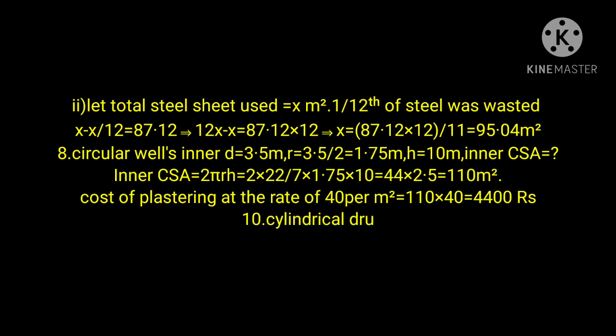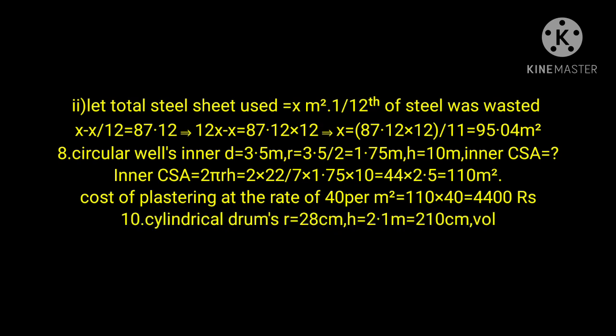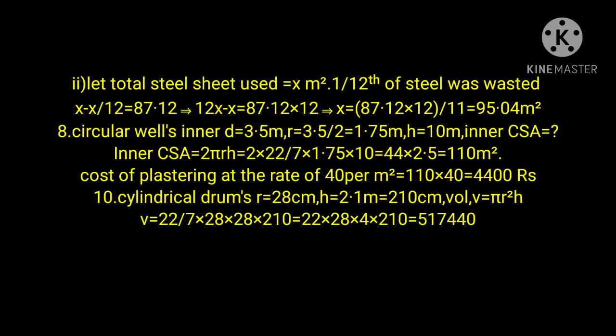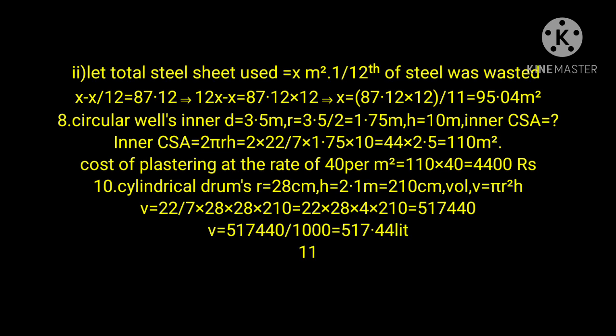10th question, cylindrical drums, R is equal to 28 centimeters, H is equal to 2.1 meters, that is equal to 210 centimeters. Volume is equal to pi R square H. V is equal to 22 by 7 into 28 into 28 into 210, that is equal to 22 into 28 into 4 into 210 is equal to 517440. Volume is equal to 517440 by 1000 is equal to 517.4 liters. So it is given in cubic centimeters.